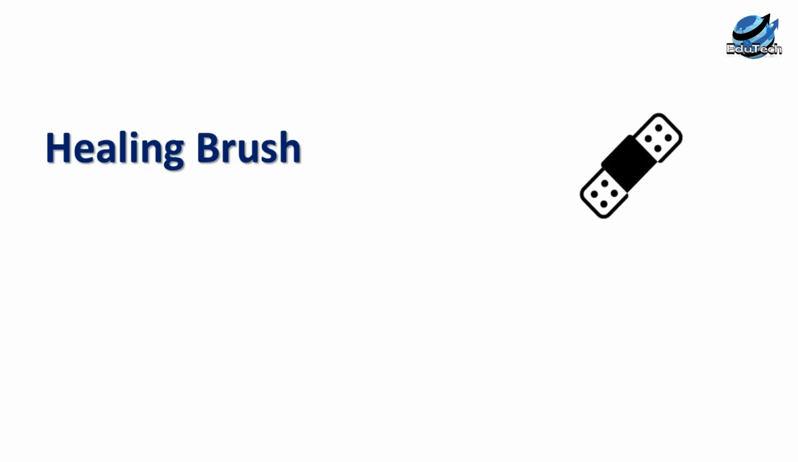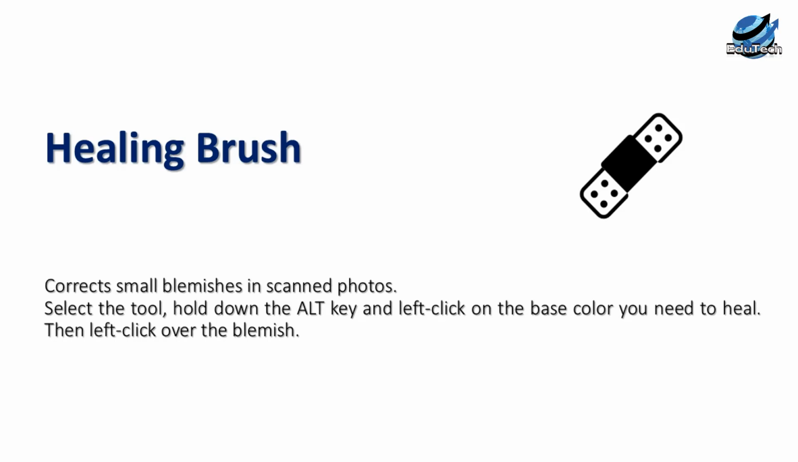Alteration tools. Healing brush. Corrects small blemishes in scanned photos. Select the tool, hold down the Alt key and left-click on the base color you need to heal. Then left-click over the blemish.